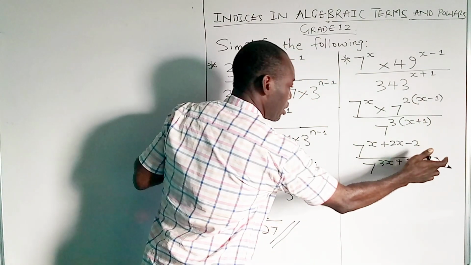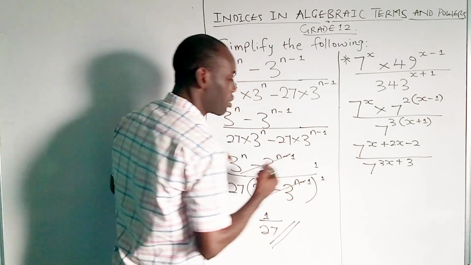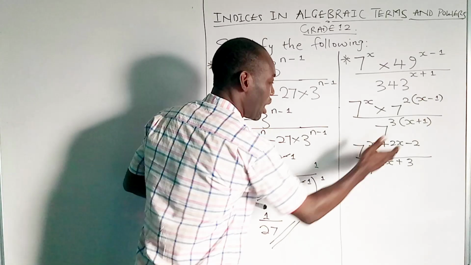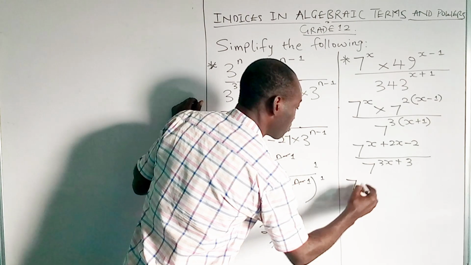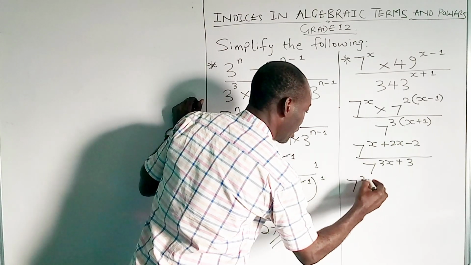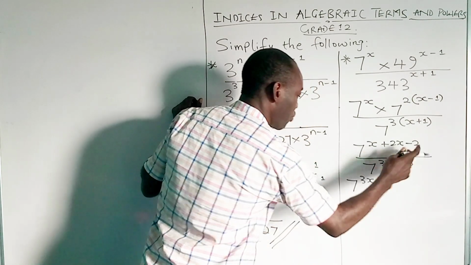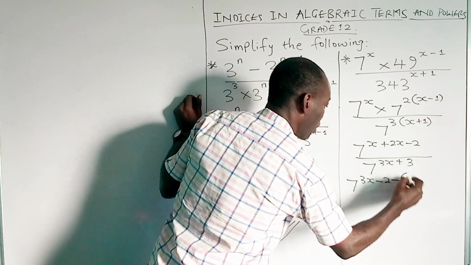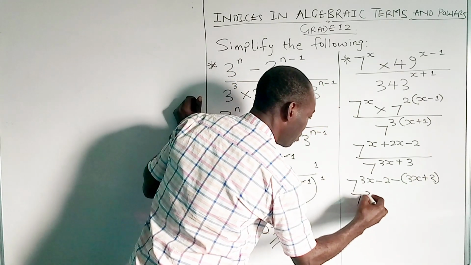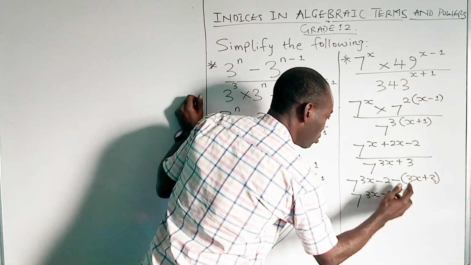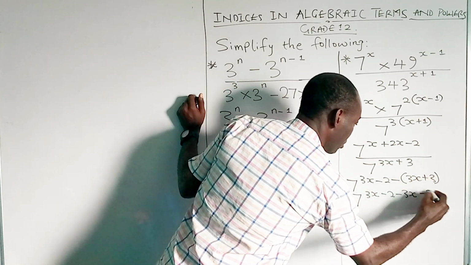Also again, the sign here is division, and from the indices law, we are told that if we are dividing similar terms, we should pick one of the base and subtract the powers. So this will give us 7, x plus x here is 3x, minus 2, then by reason of the division sign, we subtract, then we have 3x plus 3. Now if we remove the bracket, then we have 7 raised to the power 3x minus 2, minus times this is minus 3x, and minus times plus 3 is minus 3.